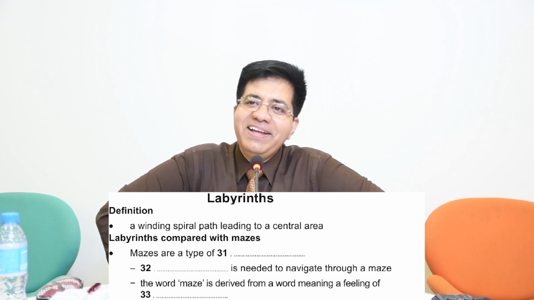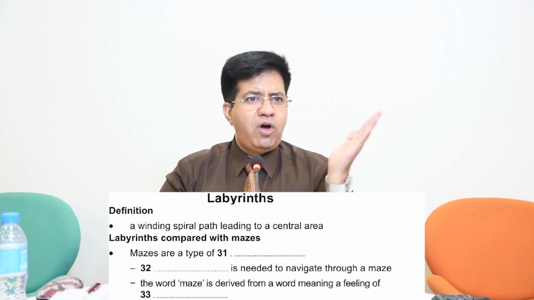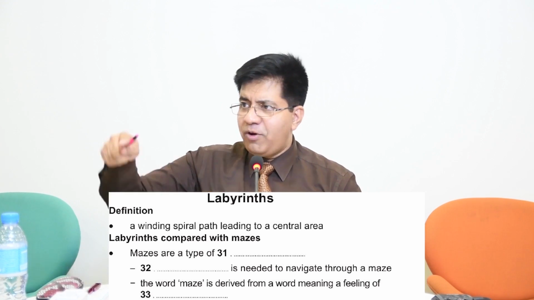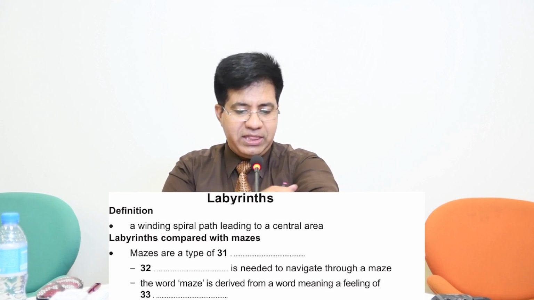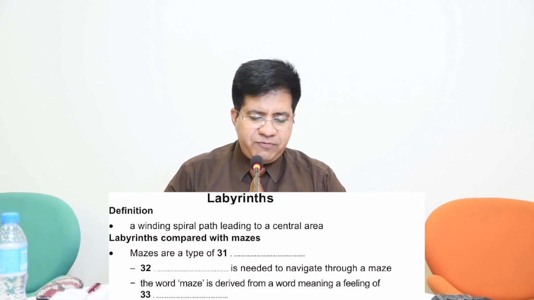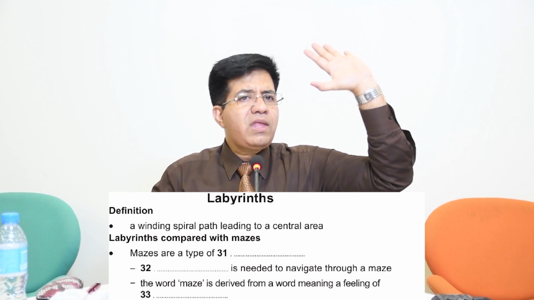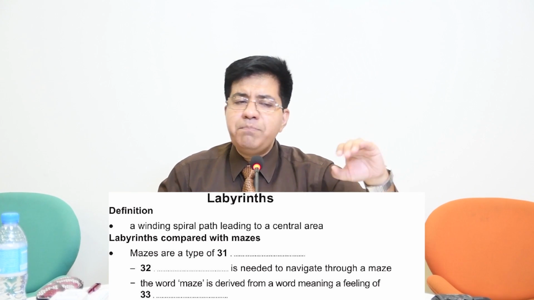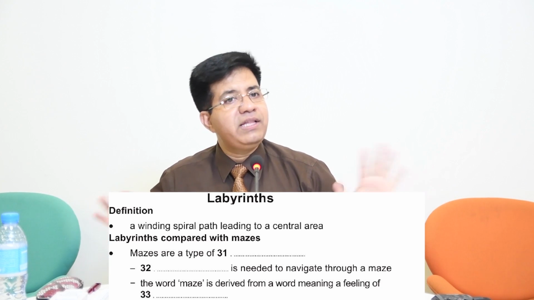Okay, you go from here, there and all that. You know that labyrinth? Sometimes you solve it, there is a game. You have to go from here, there, and you got to reach the center or middle of the labyrinth. So, definition, winding spiral path, you don't need to read it. Question number 31. Now listen. Whatever is written before the blank or after the blank, that will help you find the answer.